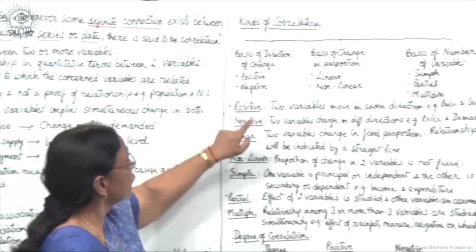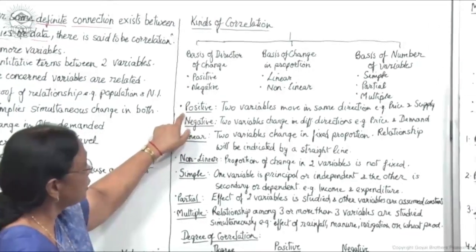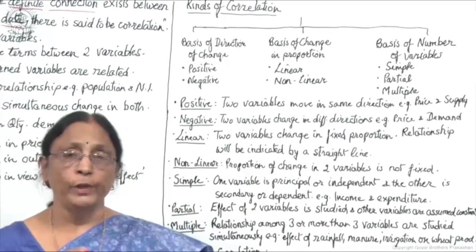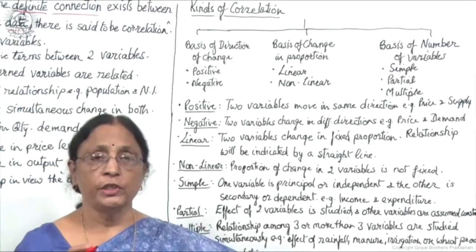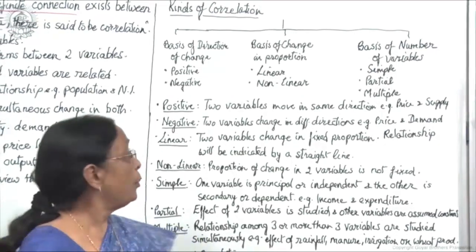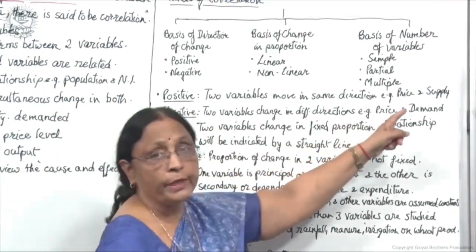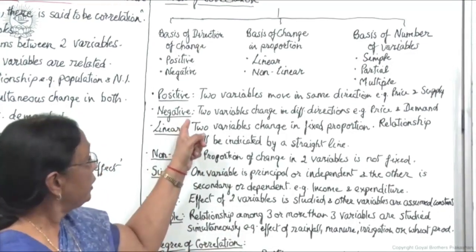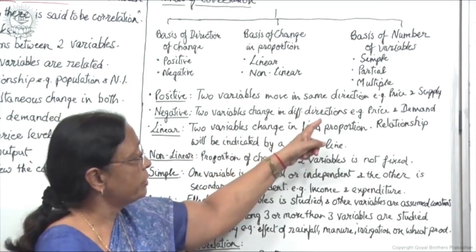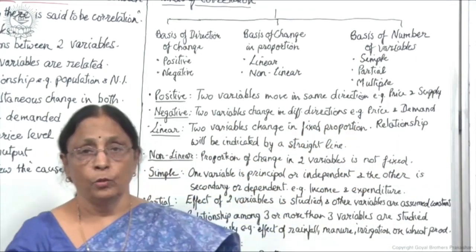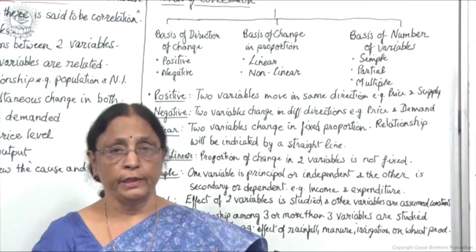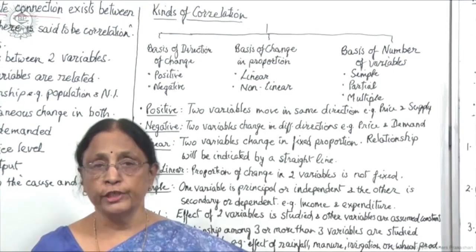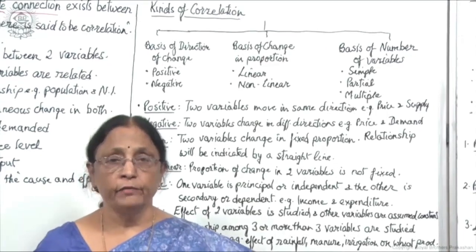First, on the basis of direction of change we have positive and negative. What is positive? Two variables move in the same direction. When two variables are changing in the same direction, that is known as positive correlation. For example, price and supply. This I explained to you just now. Negative: two variables change in different direction. For example, price and demand. One is increasing, another is decreasing. When two variables change in opposite directions, it is known as negative correlation.